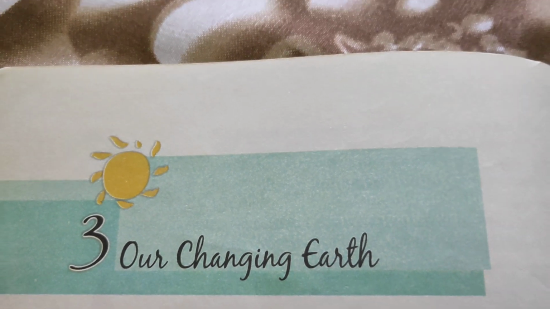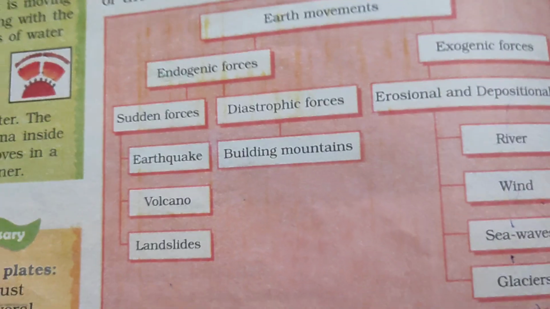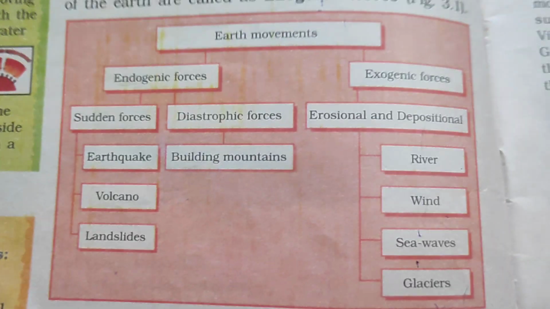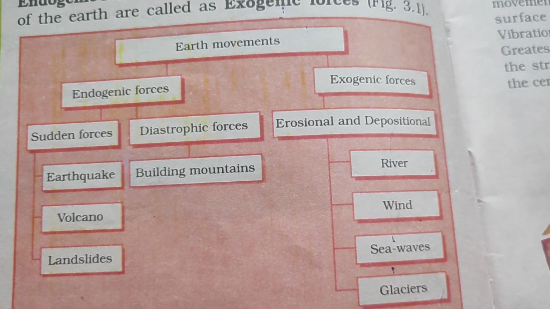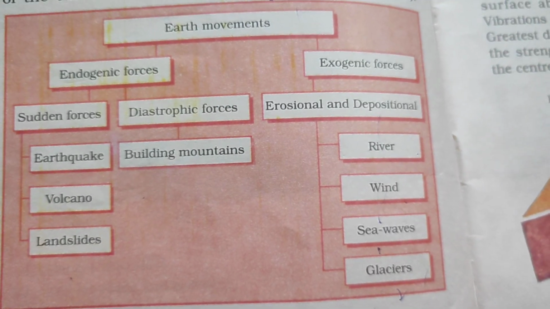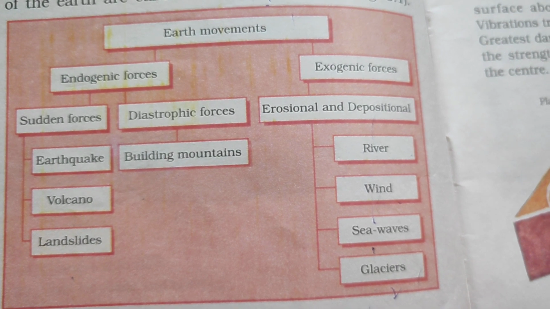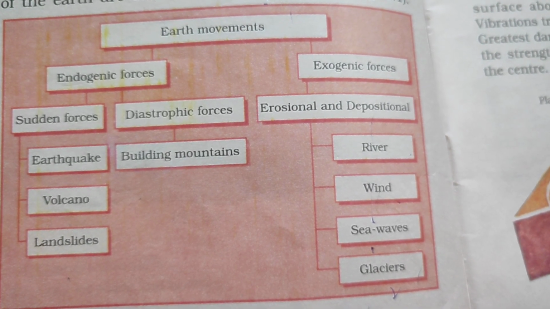Today we will discuss another part of chapter number 3, Our Changing Earth, of class 7 Geography. In the previous class we discussed the various earth movements. We saw that there were two types of forces, endogenic forces and exogenic forces.